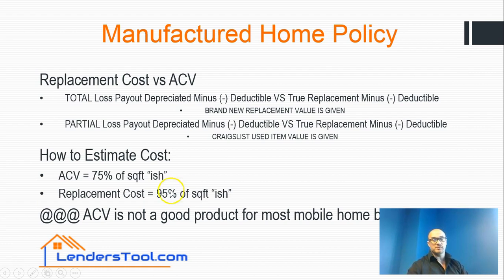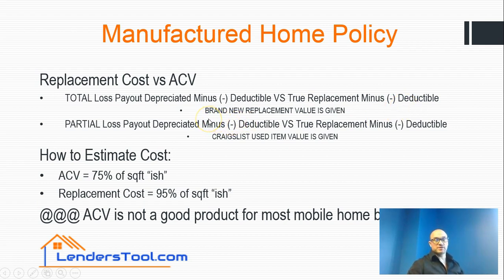So manufactured homes, replacement cost versus ACV. This is kind of a big deal. Most of the manufactured home policies out there these days are going to be writing on actual cash value. We have a company that'll do that, but we typically like to write replacement cost because of this simple formula right here. The total loss payout depreciated minus the deductible versus the true replacement cost minus the deductible.